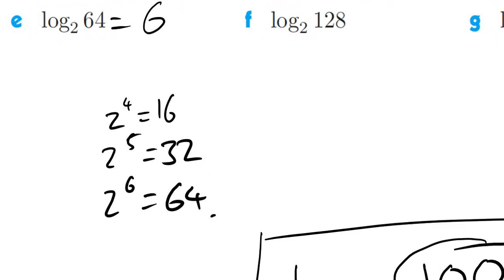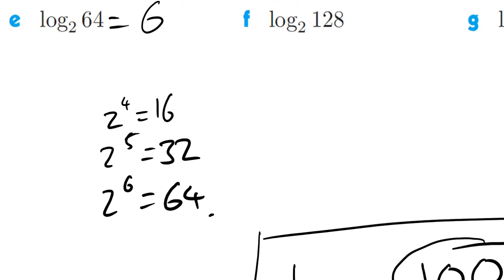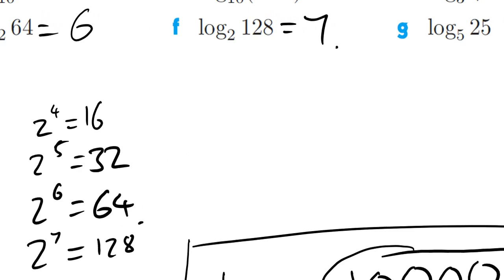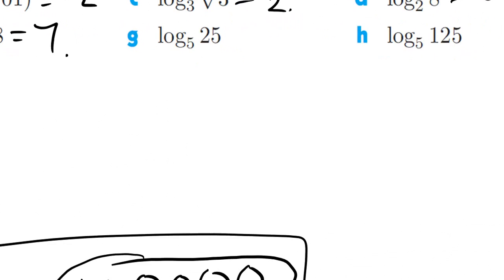And so, of course, if we know that one, maybe we can do F already. Because if that's the case, 2 to the 7 is going to be 128. This one's going to be 7, isn't it? Okay, what about G? Log 5 of 25. Say it to yourself. What is it you raise 5 by to get 25? Well, of course, it is going to be 2.